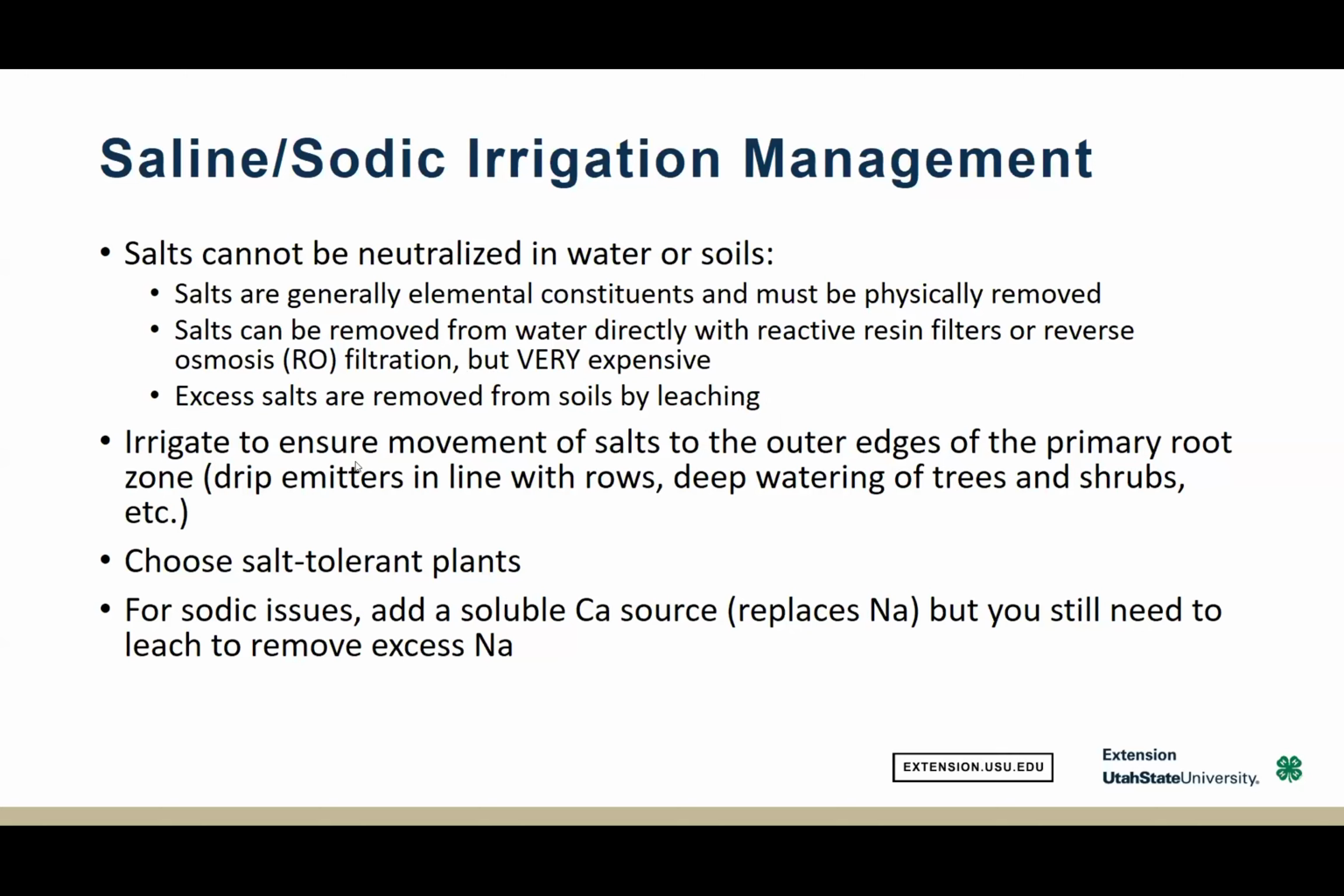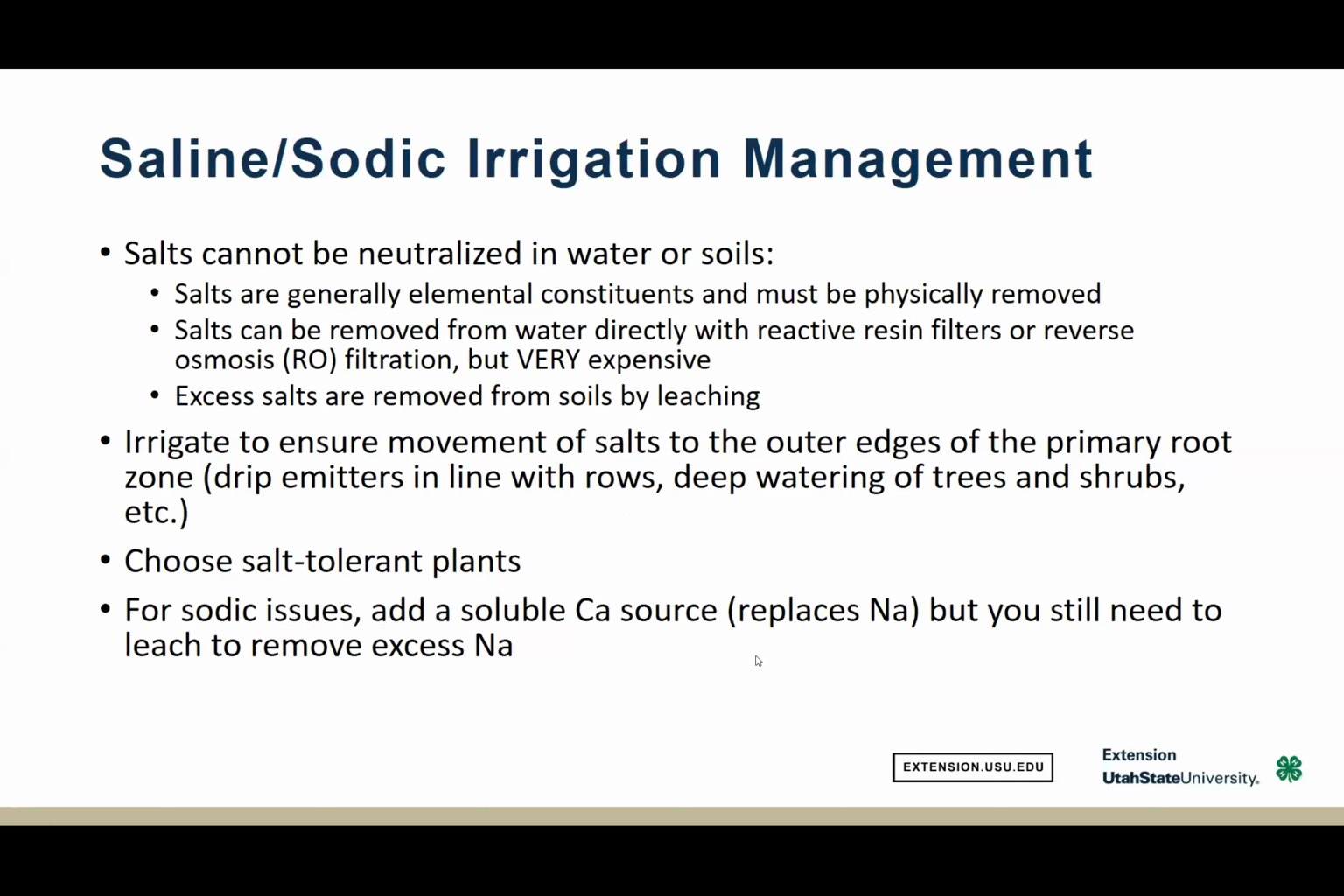We irrigate to ensure movement of salts to the outer edges and below the primary root zone. If we're using drip, for instance, the drip line should be in line with the rows so that they push water out and away from the plant and down, or deep watering in the case of trees, shrubs, and other things, moving the water down and out as much as possible, taking the salts with it. We also focus on choosing salt-tolerant plants that are suitable for the water and soil conditions presented. And for sodic issues, we have to add a soluble calcium source.